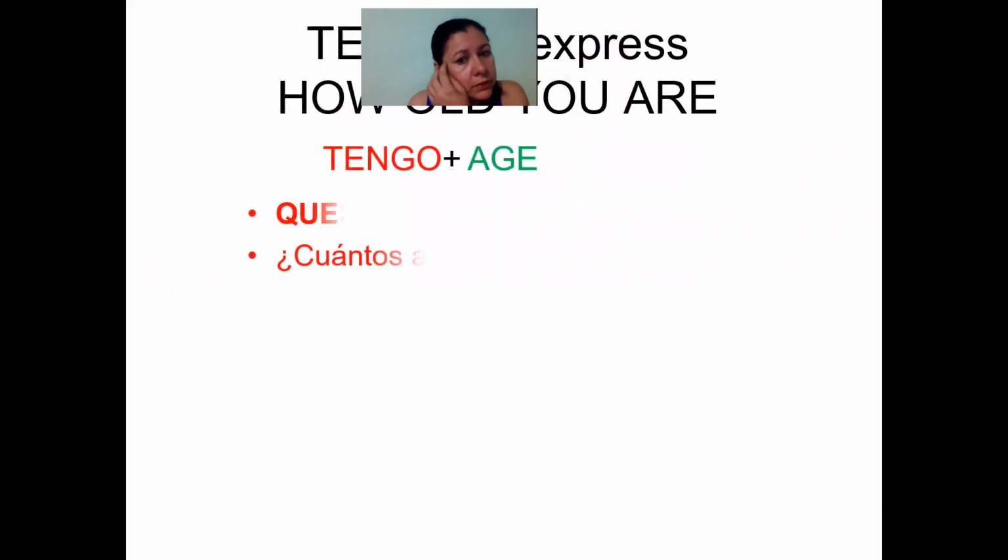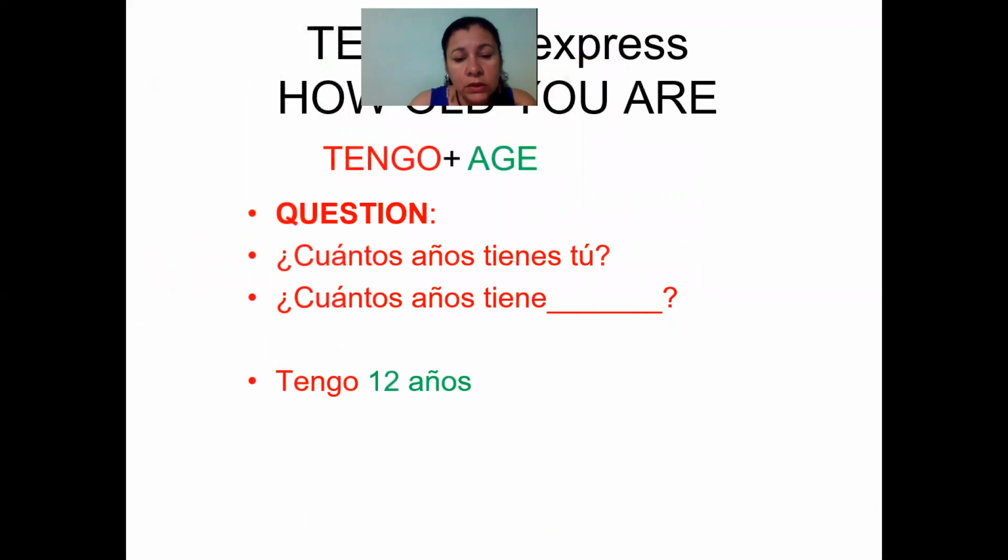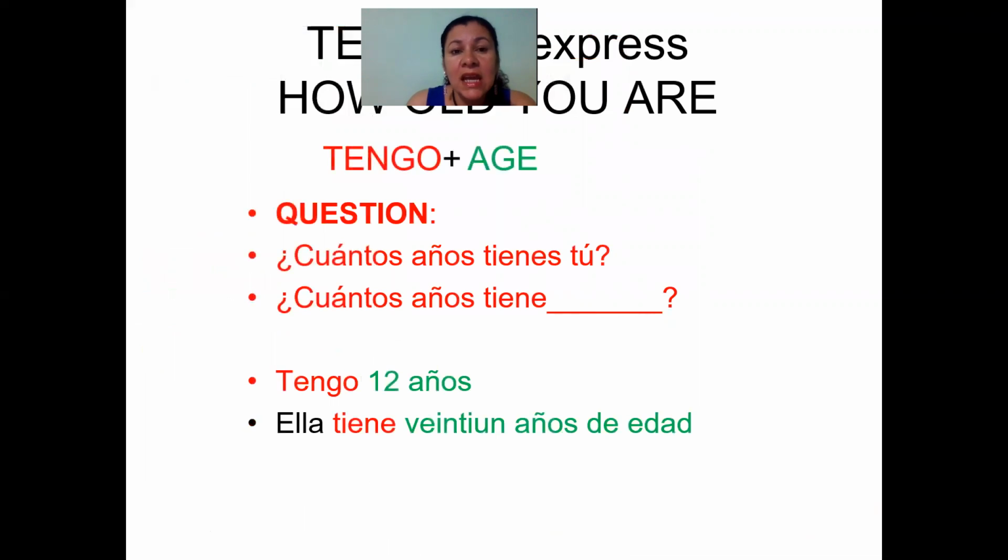And then put here all the pieces together. ¿Cuántos años tienes? ¿Cuántos años tiene? ¿Cuántos años tiene Sara? Ella tiene 21 años de edad. The edad is of age, okay? Años, old. 21, ella tiene 21 años.